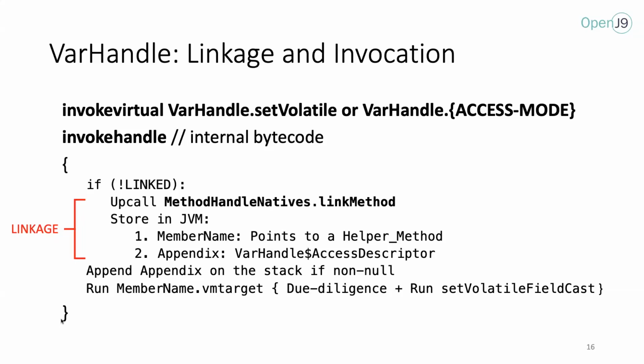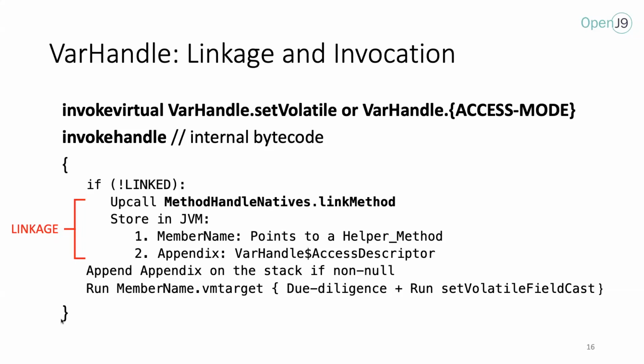It's going to give us 2 values. One is a member name, and the other is the appendix. The member name is going to point to a helper method, whereas the appendix is going to return an object that needs to be appended onto the stack in order to execute this helper method. So once linkage completes, we append the appendix on the stack only if it's not null, and then we're going to execute the helper method.